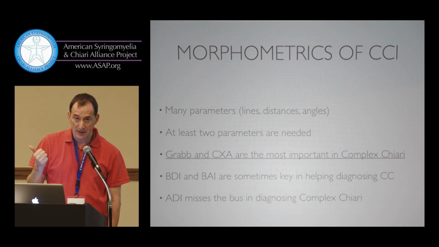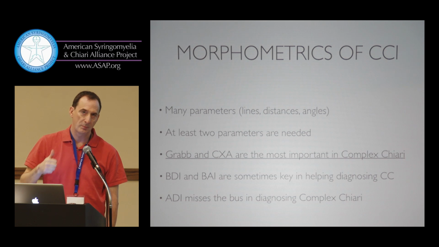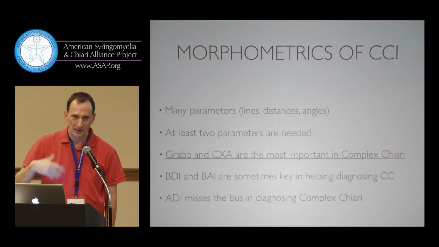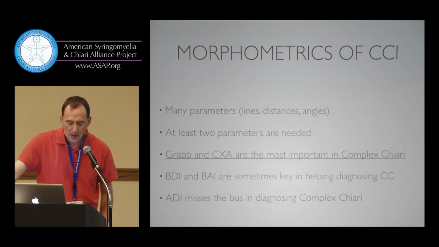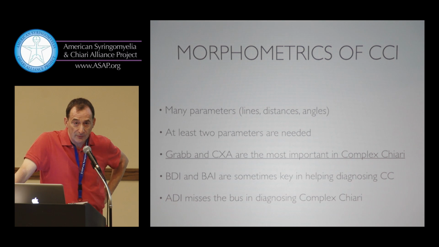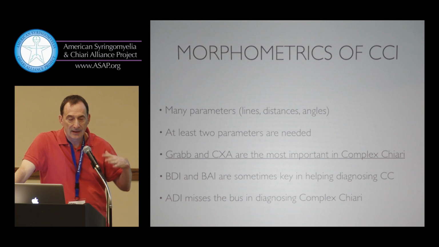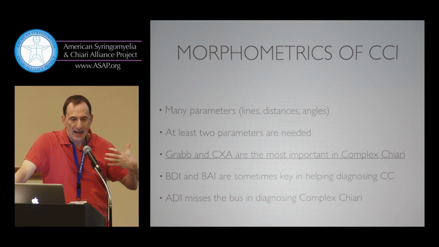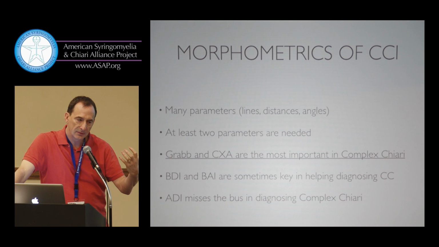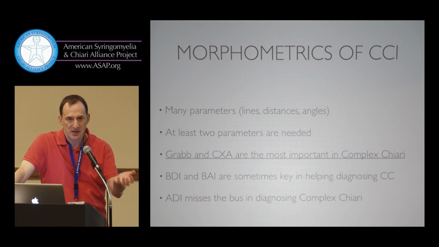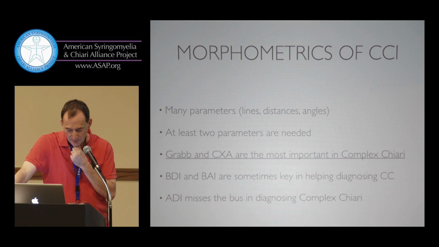One is the GRAB measurement, or Grabb-Oakes measurement, or PBC2, whatever you call it. In jargon, everybody calls it GRAB. And the CXA, which is the clivo-axial angle. These are the two most important, and if used together, they are very accurate in detecting craniocervical instability in the complex Chiari population.